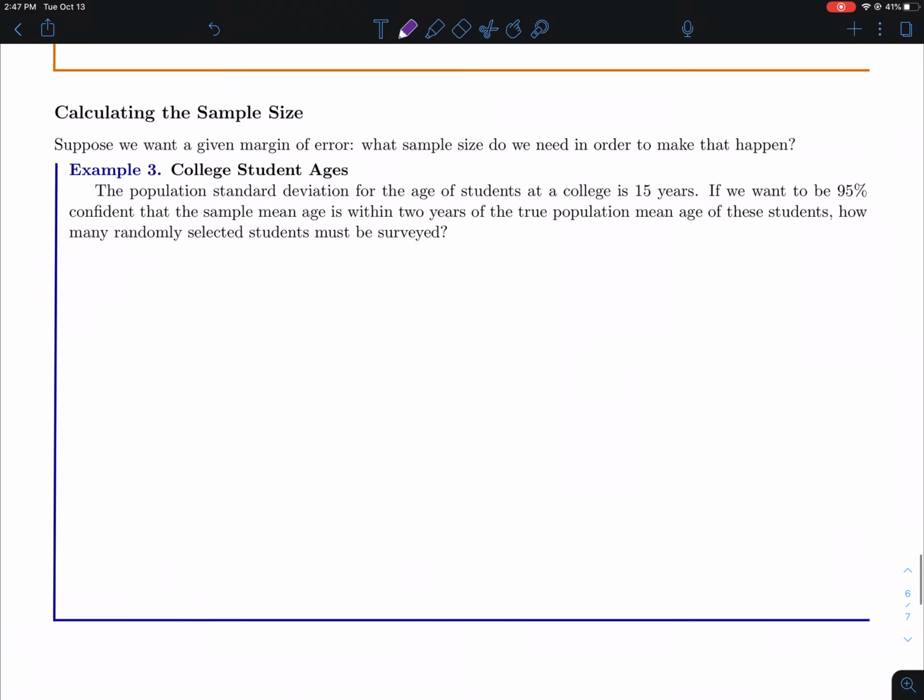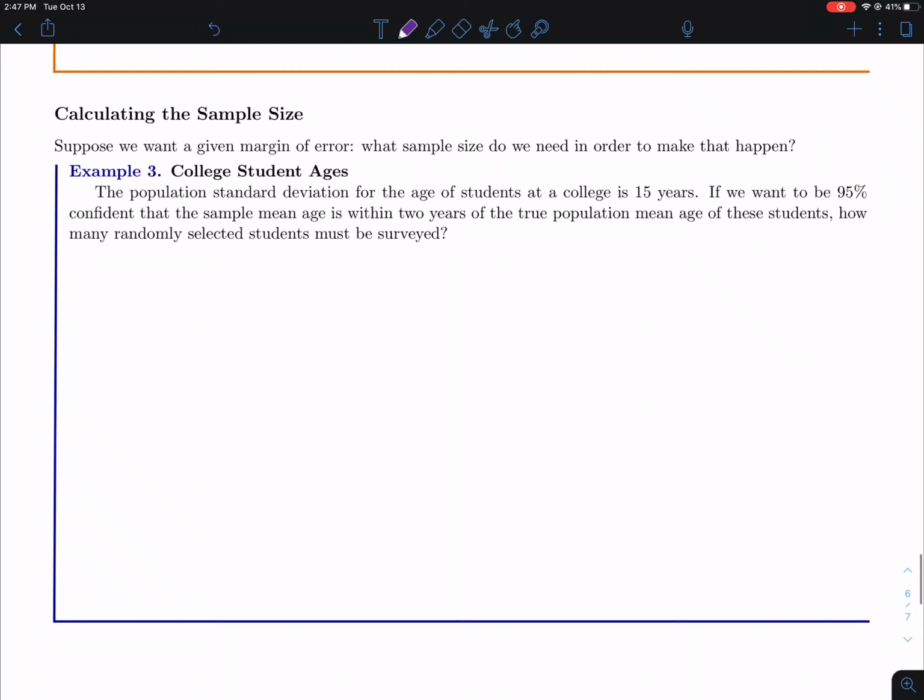And then calculating the sample size. So let me work through this for you because this can be a little bit tricky. So the goal is, in this case, what if we kind of started off with a margin of error that we wanted, and then we want to work backwards and figure out, well, how big of a sample would I have to take in order to get this margin of error? So in this case, the population standard deviation for the age of students is 15 years. So that's going to be our sigma.